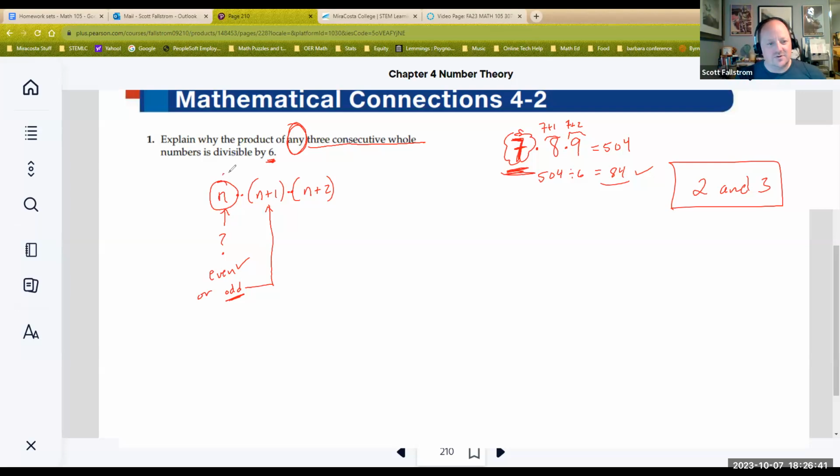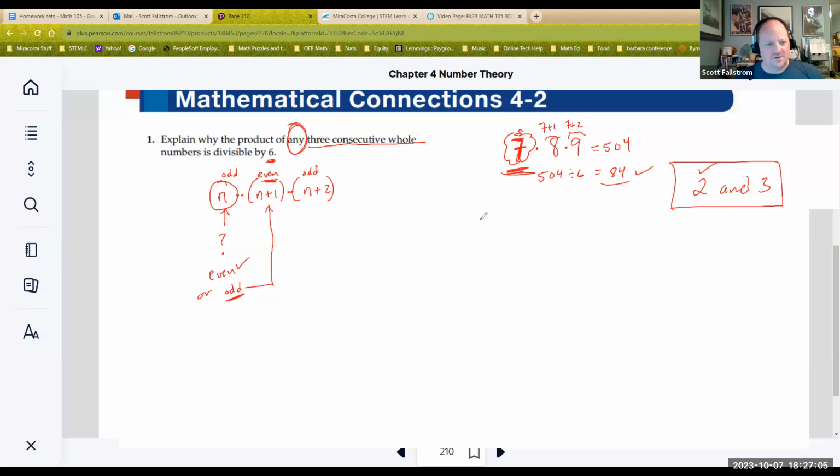So if the first one was odd, the next one is even, and the last one is odd. But anytime you do multiplication with one even number, the whole thing becomes even. Remember, even numbers are closed under multiplication. All right, love it. So that takes care of the 2, so it's definitely divisible by 2.